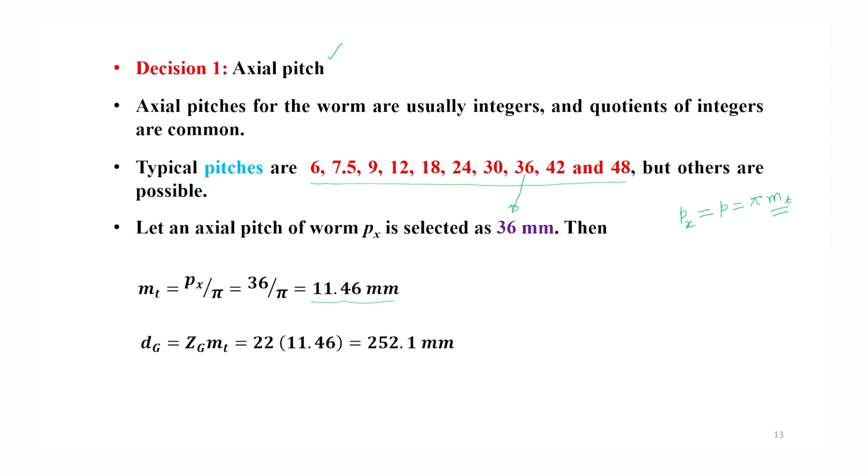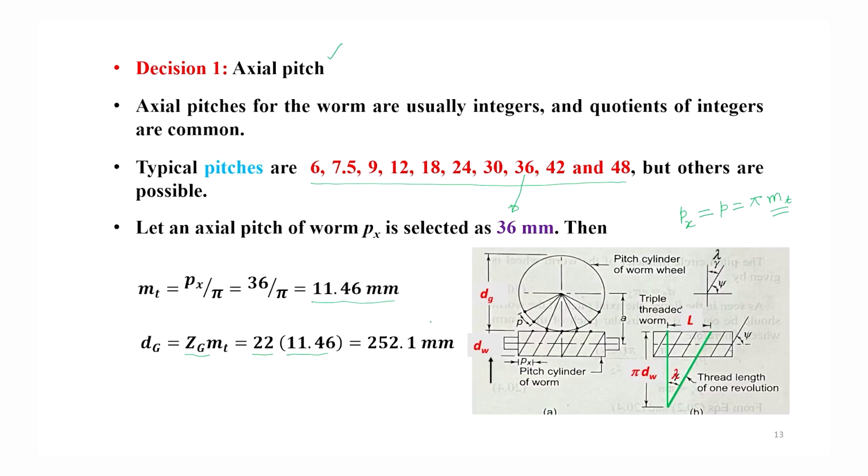Now, knowing the module, we can find the pitch circle diameter of the gear. Number of teeth on the gear was obtained in the previous step, and that is 22. The module is obtained as 11.46, and so pitch circle diameter of the gear is 252.1 mm.